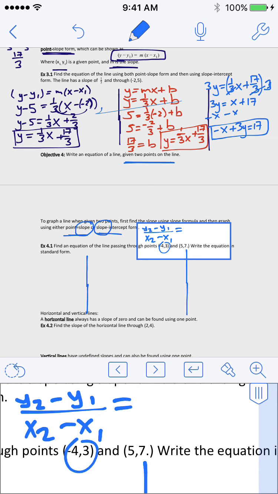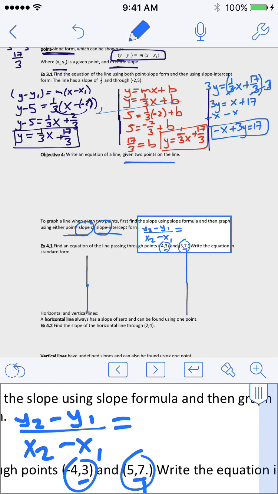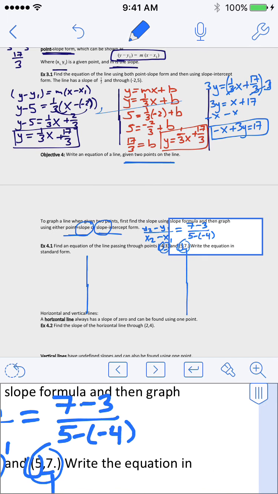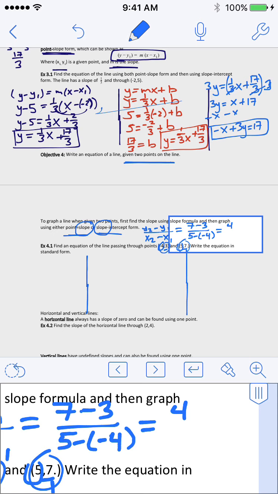We'll call this one our first point, this one our second point. So we'll subtract the y's. Second y minus first y is 7 minus 3, over second x minus first x, which is 5 minus negative 4. And we compute that out a little bit. We get 4 over 5 minus negative 4, which is the same thing as 5 plus 4, or 4 over 9. And you really can't reduce anything. So that'll be our slope for this problem. All right, that's the first thing we needed to find: number 1, the slope.